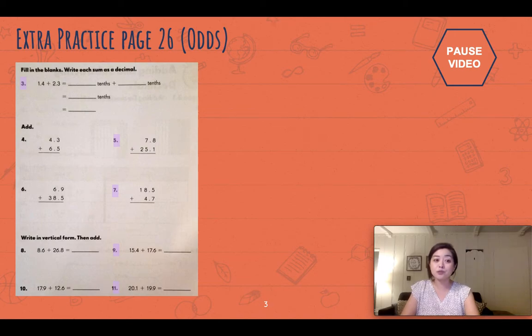So, you will do the odds. I highlighted the odds in purple. Pause the video and please complete the odds on your whiteboard or on a separate sheet of paper. For homework, you will do the evens. Okay? All right. I'll see you in a few.